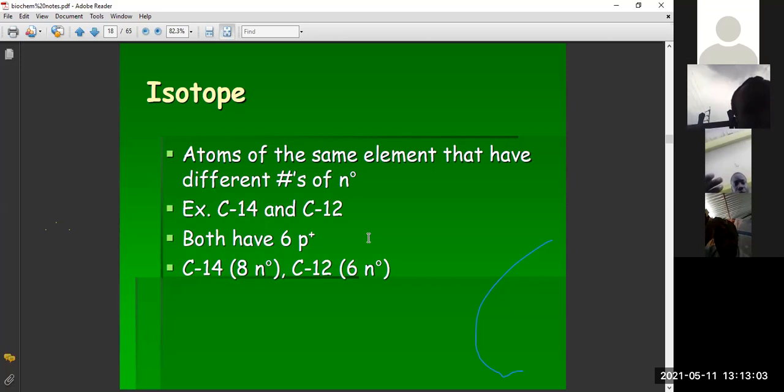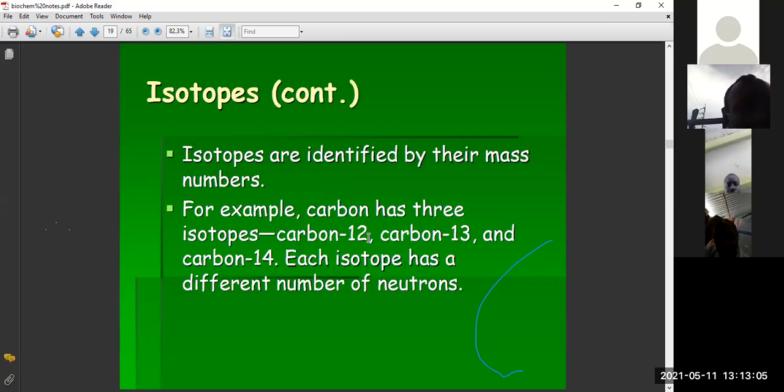Yes. So proceed. Isotopes are identified by their mass numbers. For example, carbon has 3 isotopes: carbon 12, carbon 13, and carbon 14. Each isotope has a different number of neutrons, but has the same number of protons. Also, a different atomic mass number. This is how you identify an isotope.